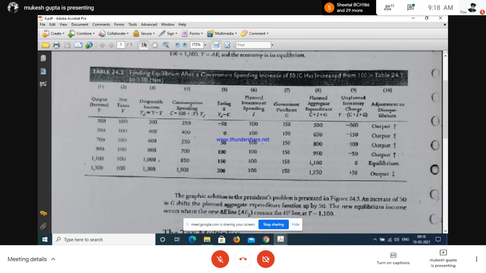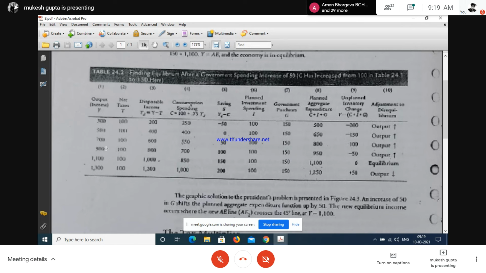So the only thing we have done is change the government expenditure. We have raised the government expenditure by 50. Earlier it was 100, now it is 150. So how will it affect the equilibrium level of output? Earlier that was 900, remember. So earlier the equilibrium level of output was 900.